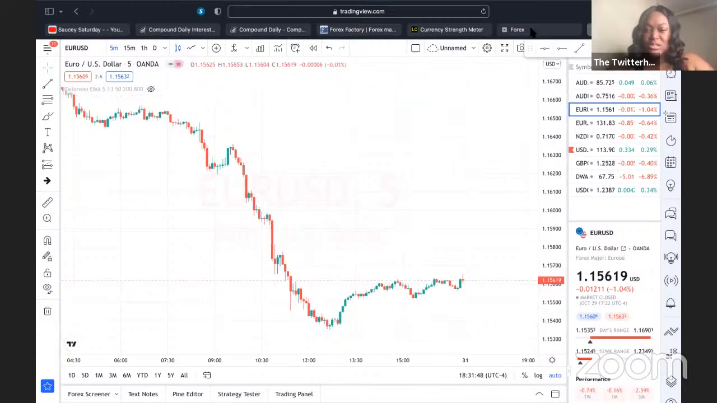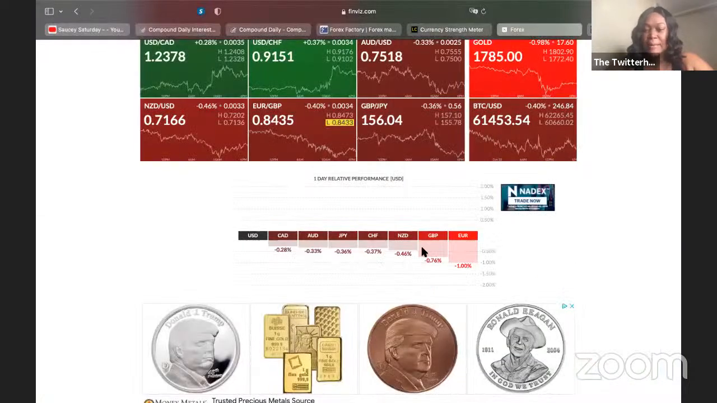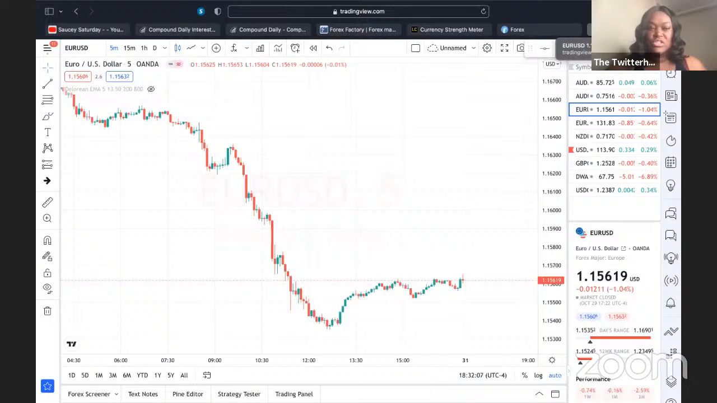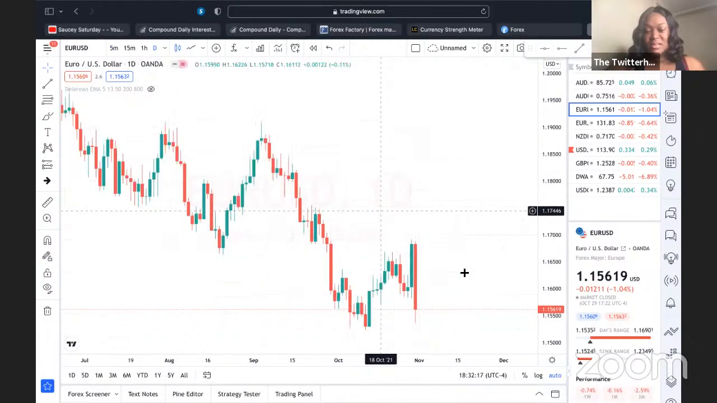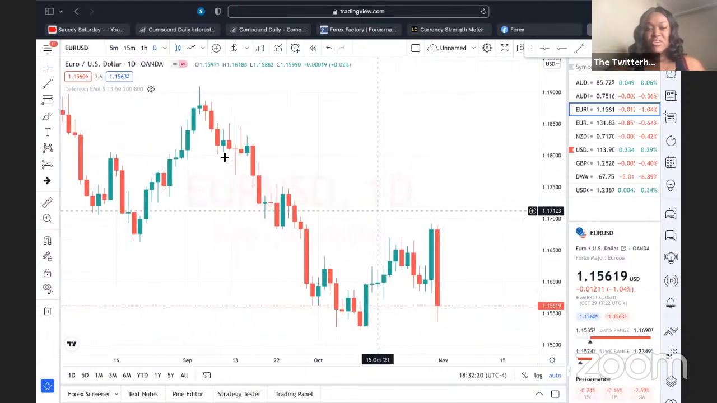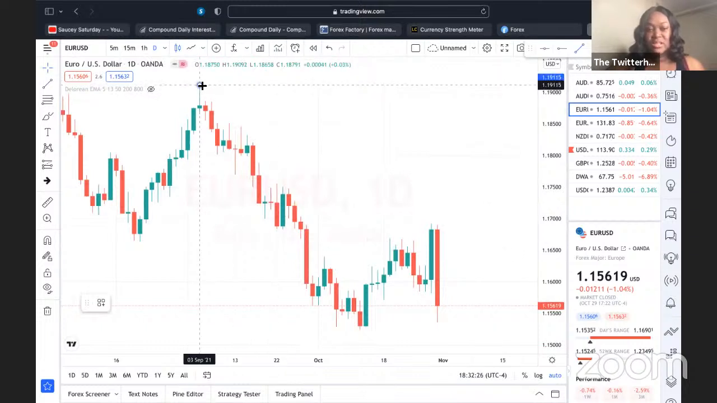We had looked and we had seen that Euro USD, the base was weaker than the quote. So we were looking for bearish ideas. We're looking for price to go down. So when you go here, you can search Euro USD. It just so happens that I'm on it right now, right? And we see that it is bearish. See, this is a downtrend.